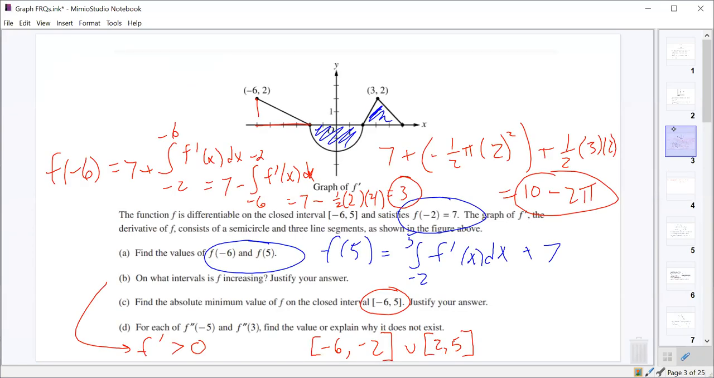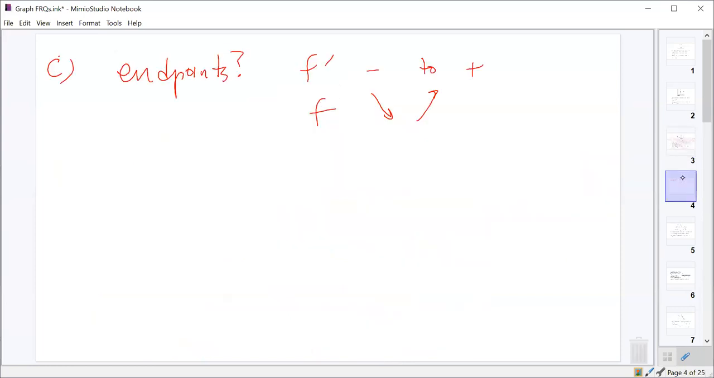So we will look here. Our endpoints are -6 and 5, and f prime goes from negative to positive here at 2. So we need to figure out what is f of 2. Our critical value where we went from negative to positive was 2. What is f of 2?